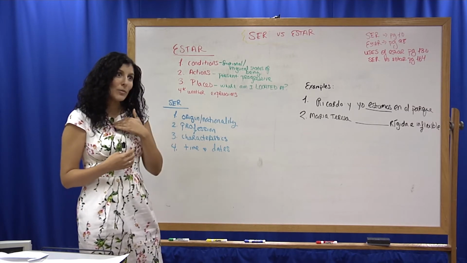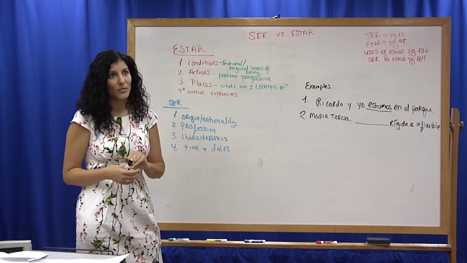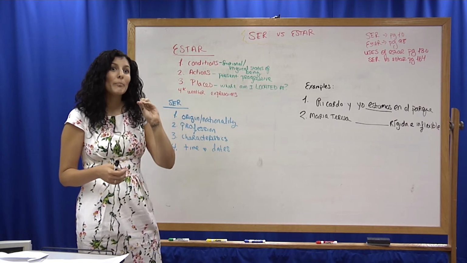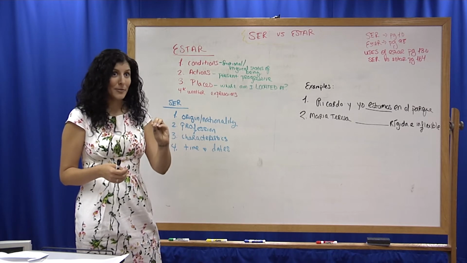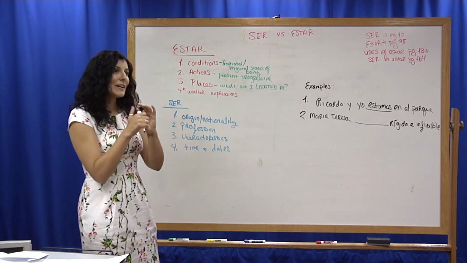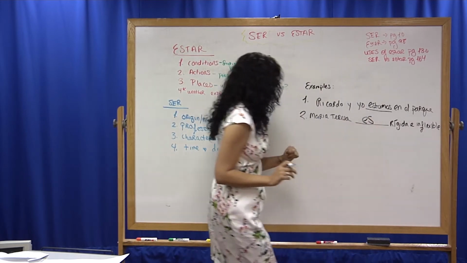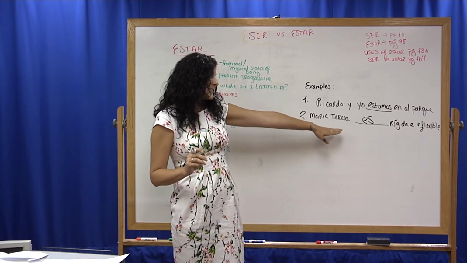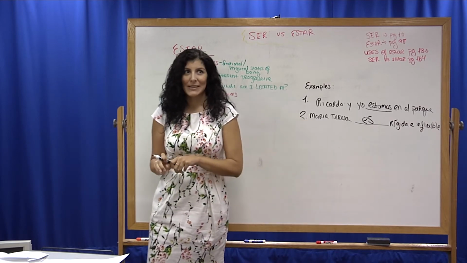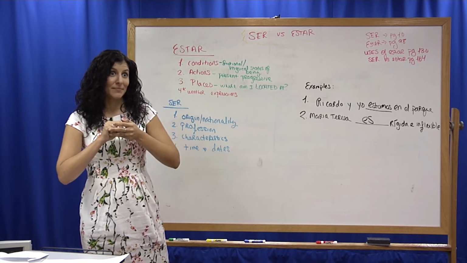So I know by default that if it did not fall within those 3 categories, the only other possibility is to use ser. So I fill in my blank with ser. María Teresa es rígida y inflexible. I'm describing her characteristics as a person.